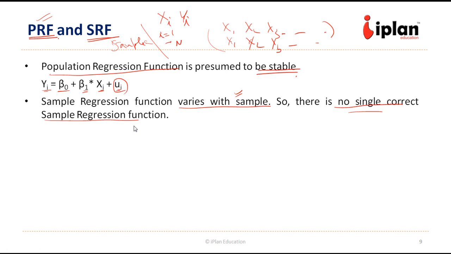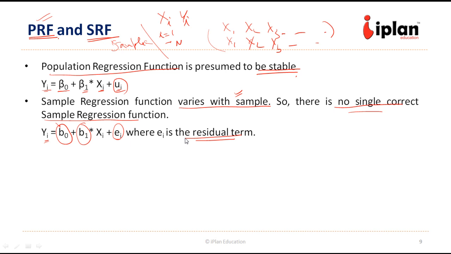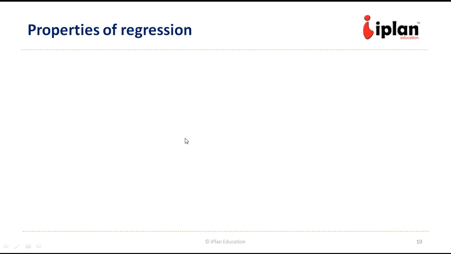And we represent the SRF differently from the PRF. For the sample we use small letters. So b naught is the intercept coefficient, b1 is the slope coefficient, and small ei is the residual term for the sample. So this is how the representation is also different. Let us move to the next slide, the properties of regression.